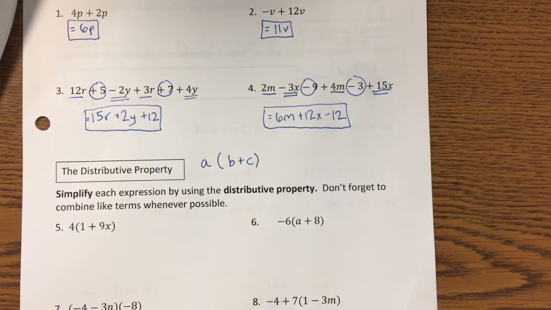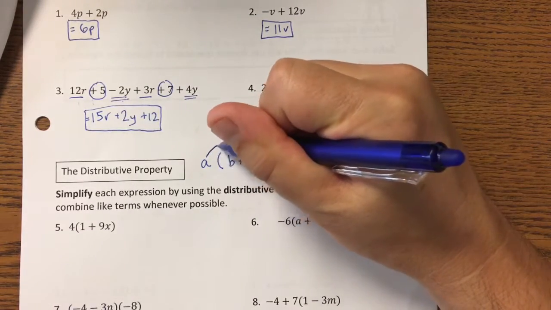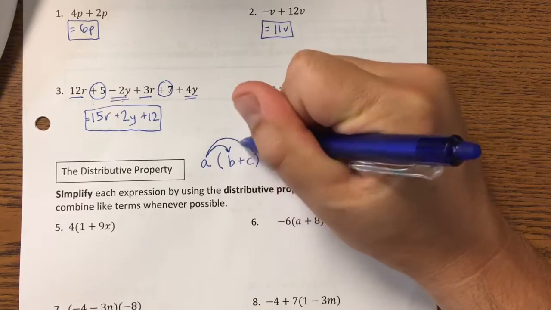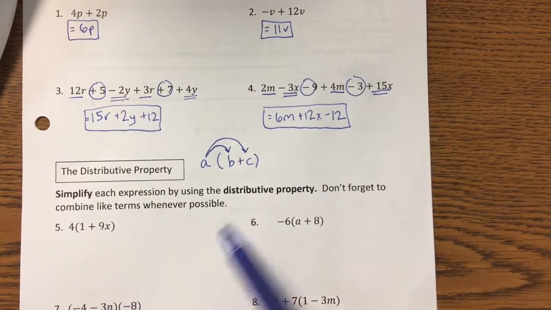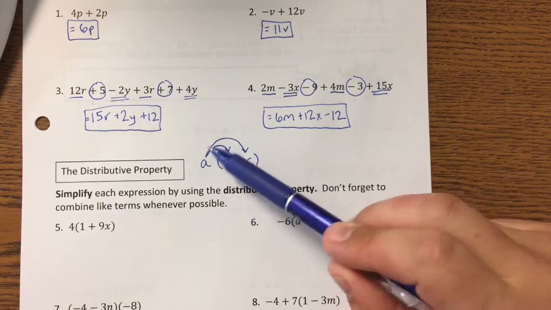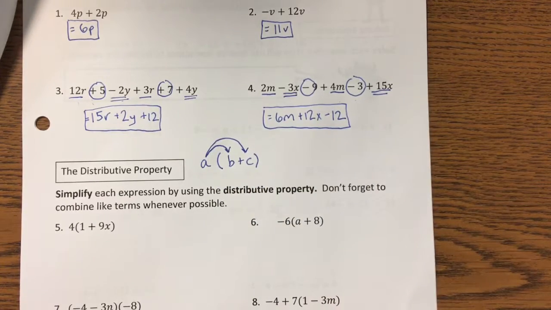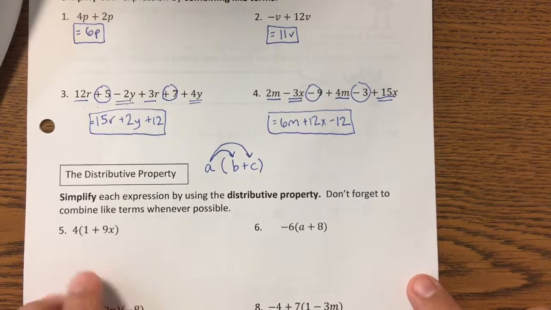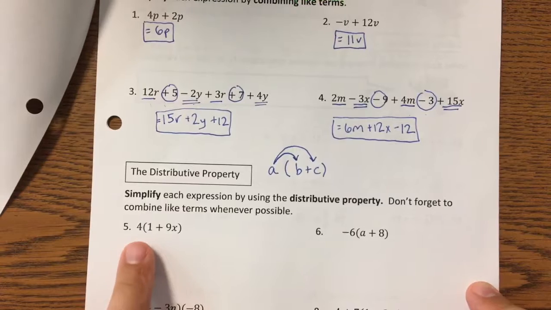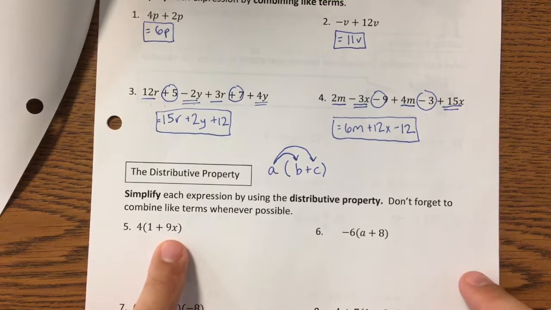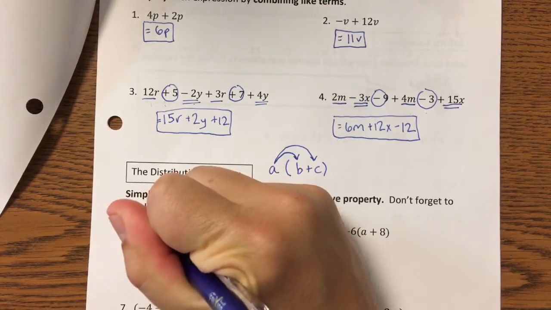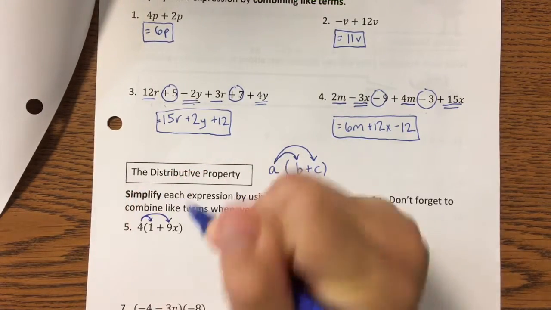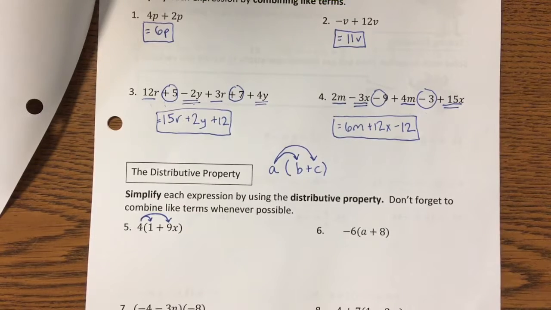that distributive property is multiply the term that's on the outside of the parentheses by every single term on the inside. I will, unless I forget, almost every time draw these little arrows when I'm using the distributive property just as a way to indicate that's what I'm doing. So like for instance on number 5, I'm going to multiply both of these two terms inside the parentheses by 4. So 4 times 1 and then 4 times 9x, and that'll get me my simplified expression.